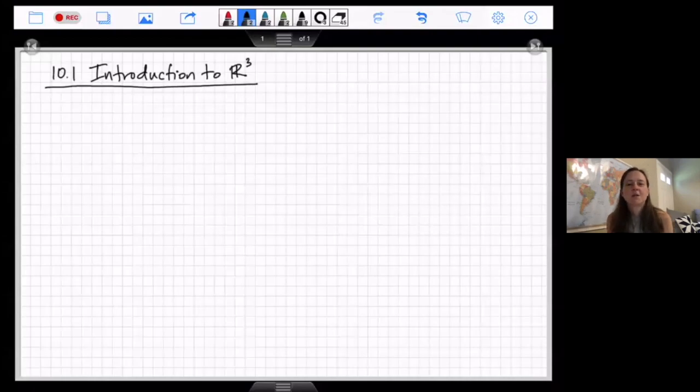So last time we actually got to do some calculus in our Calc 3 class, and now we're going to make good on the 3 part of Calc 3 and move ourselves into 3 dimensions. Section 10.1 is called Introduction to R3, and you'll notice the R looks a little funky. It's got a double bar there. That symbol is what we use in math to refer to the real numbers.